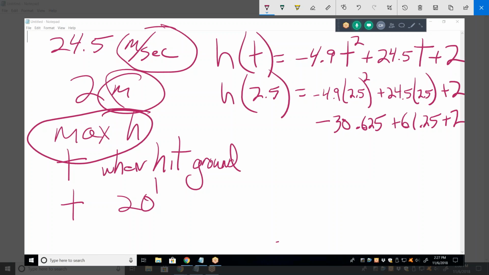So the maximum height looks to me like 32.6. Hold on, let's see if I did the math right. Yeah, that's 30.6 plus 2. Okay, so the height after 2.5 seconds is 32.6.